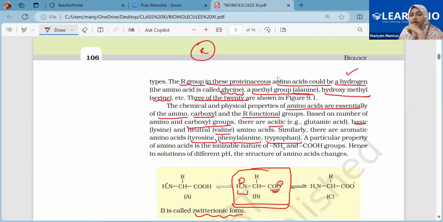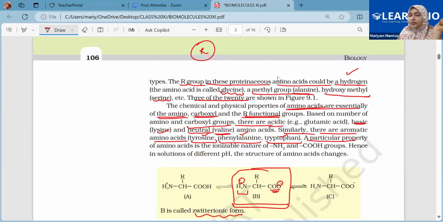The chemical and physical properties of amino acids are essentially determined by the amino, carboxyl, and the functional groups. Based on the number of amino and carboxyl groups, there are acidic, basic, and neutral amino acids. If any amino acid has more acid component to it, then that becomes an acidic amino acid, such as glutamic acid, aspartic acid. If it has more NH2 groups, then that becomes a basic amino acid, such as lysine. If it has both in equal number, then that becomes a neutral amino acid, that is valine. Similarly, there are aromatic amino acids such as tyrosine, phenylalanine, tryptophan.